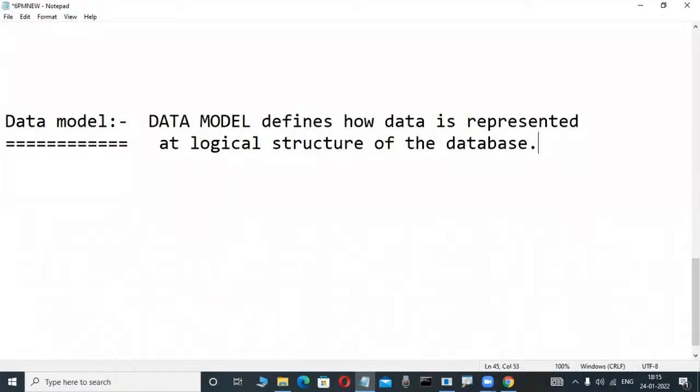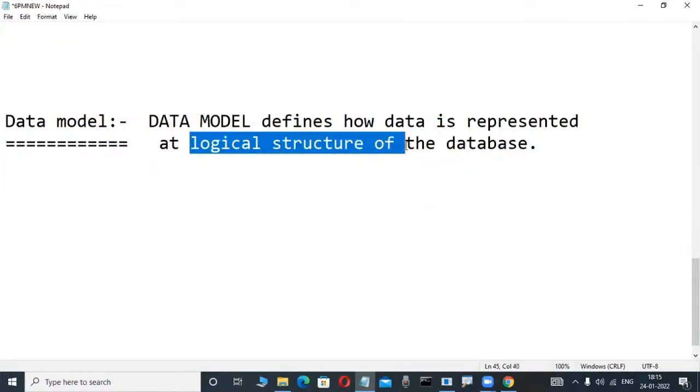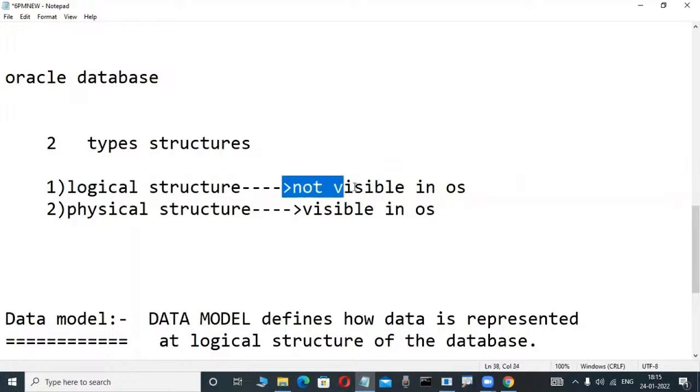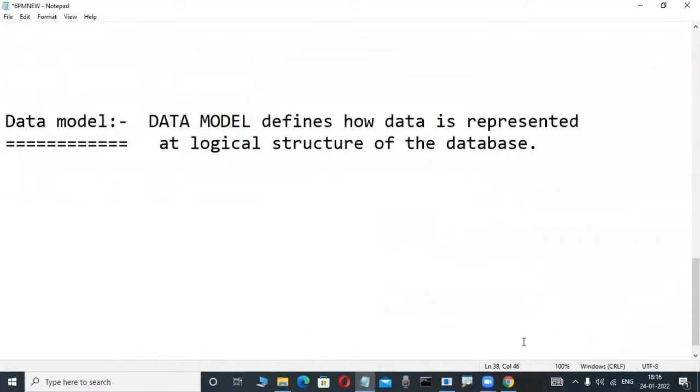And now check it out. Observe it here on the screen. What is a logical structure? In the previous classes, I told you, a structure which is not visible in the operating system is called a logical structure. Maybe you are creating a table, which is not visible in the operating system, but that structure is visible in the database. Very good.